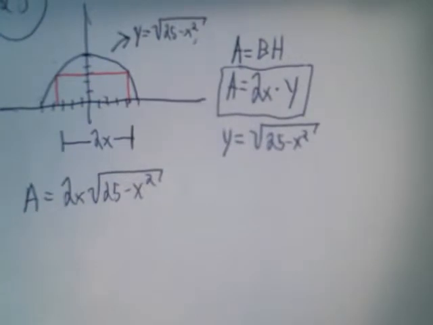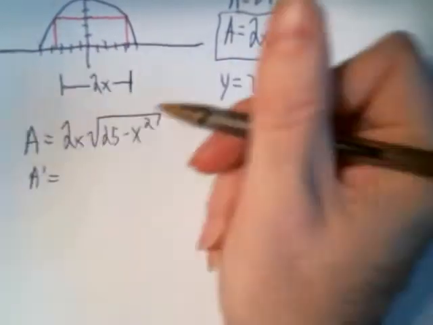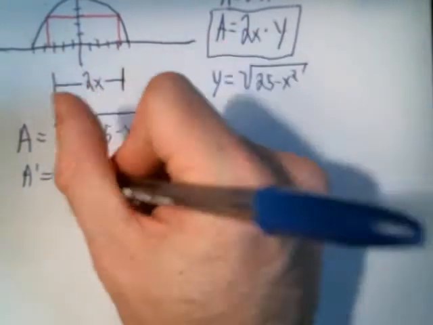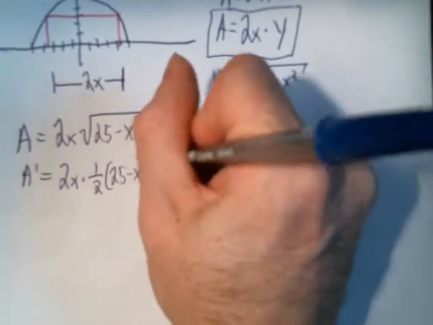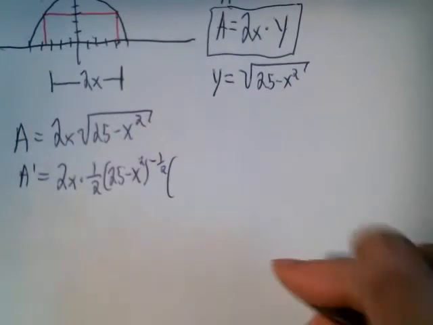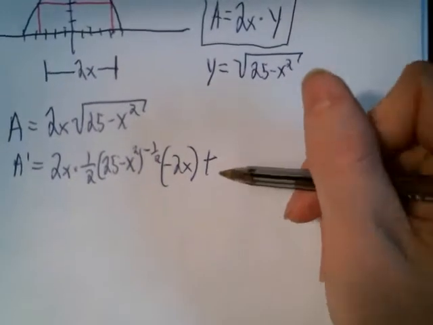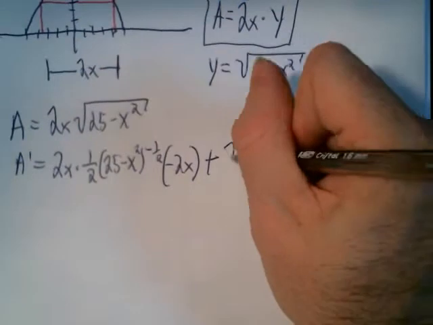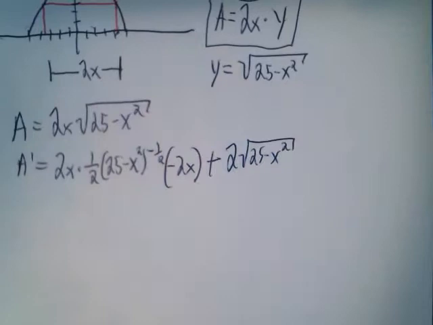And then we got a little bit of work to do, right? So take its derivative. So I'll leave 2x alone first, just get this derivative out of the way, times power rule 1/2 times 25 minus x squared to the negative 1/2 times the derivative of the guts, which is negative 2x. And then plus, now we're going to leave this part alone, take the derivative of this. So you'll have 2 times the square root of 25 minus x squared. Right?